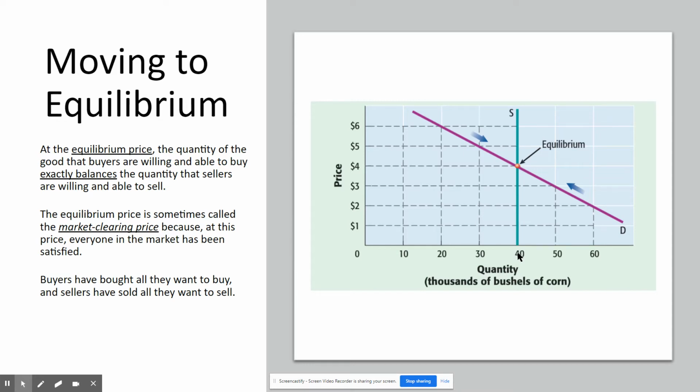So the equilibrium price is sometimes also called the market clearing price because at this price, everybody in the market has been satisfied, meaning everybody who wants something has purchased it. And then that's it, okay? Buyers have bought what they want to buy. Sellers have sold what they want to sell. It's perfect. I mean, this makes it sound like it's easy, but in reality, this thing is constantly in flux, but still.